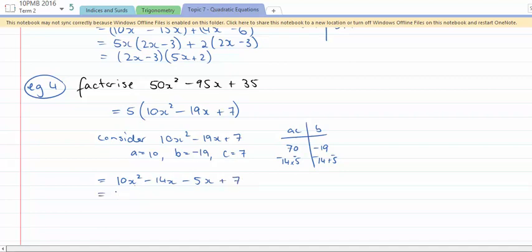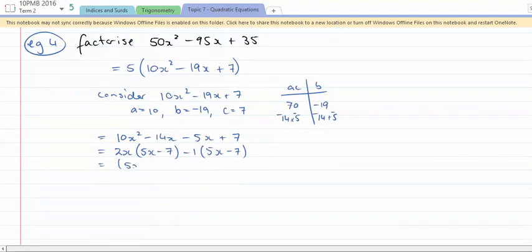Now, the common factor here is 2x, so 2x, and we're left with 5x, take 7. And the second one, we just have to take out negative 1 as a common factor. So negative 1, and we're left with 5x, take 7. So 5x, take 7 is a common bracket, and we're left with 2x, take 1.